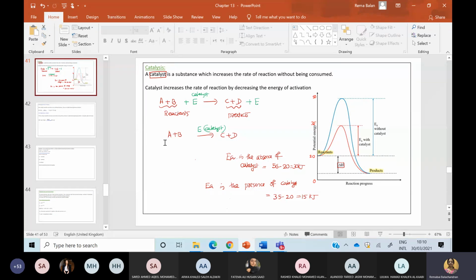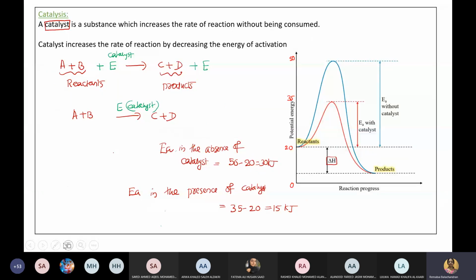Now look here. This reaction, A plus B. Can you see this one? A and B are the reactants. C and D are the products. So E is the catalyst. That means E reacts with the reactants, and along with the products, you get it back. So you are adding catalyst with the reactants. Understand? So now come to this one.